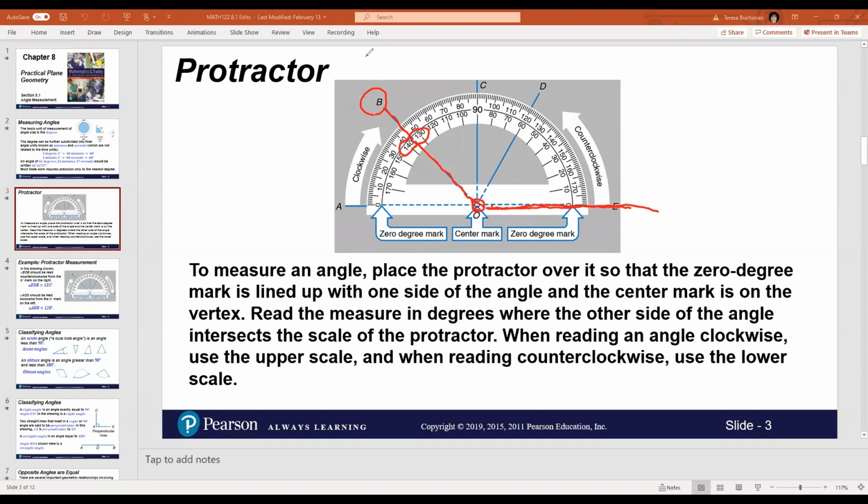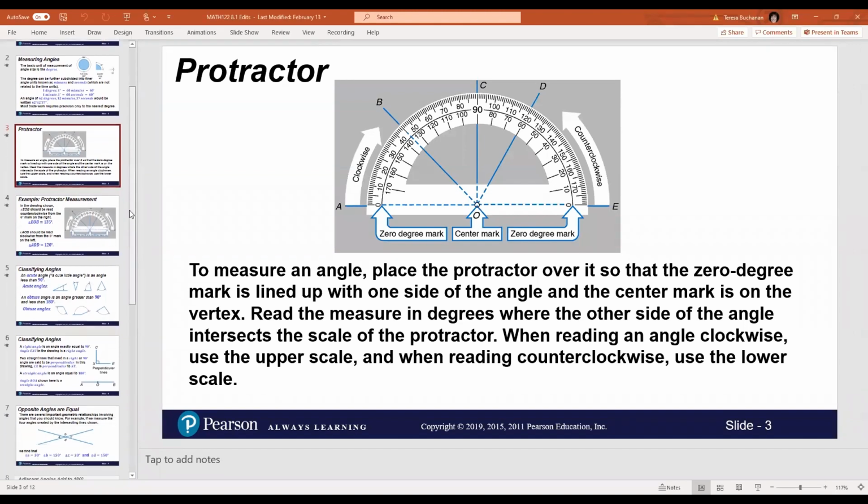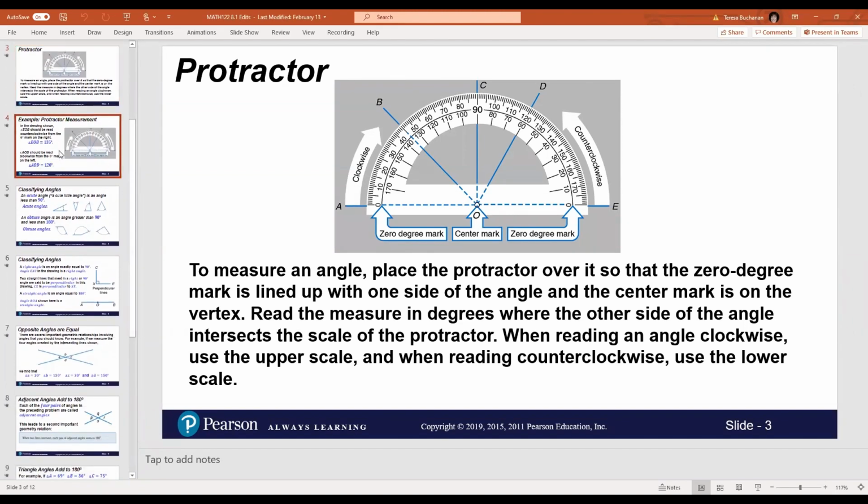So again, if there is some question about using the protractor, you can let me know. We'll work on that. But I think that you've seen those before.